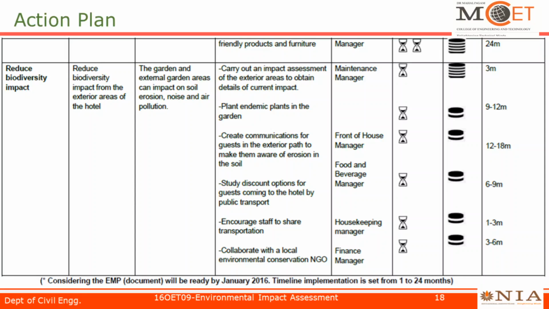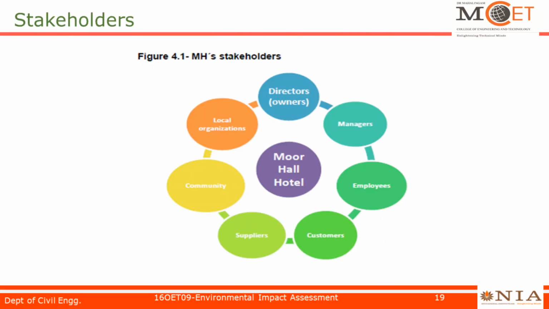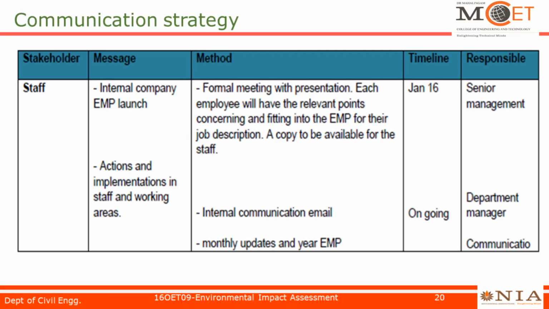And who is responsible for that? What is the cost required? What is the timeline? And how many staff are required? So, as I said, the main stakeholders are the customers who are going to come, but there are other stakeholders, right? The owners, who are going to get benefit from the hotel. Managers, employees, suppliers who supply goods for the hotel, the community, people staying in the society who will use the hotel, and some local organizations. These are the stakeholders. So what is the communication strategy for executing the action plan?